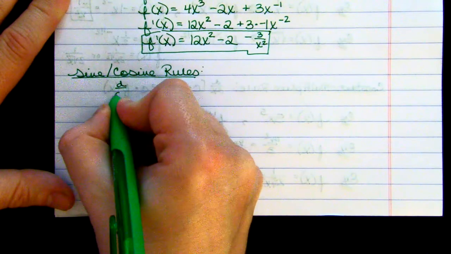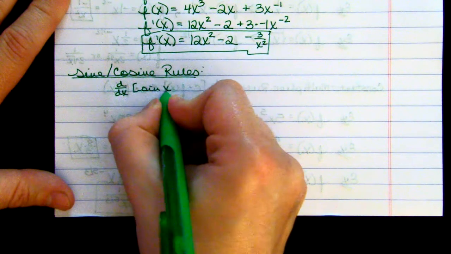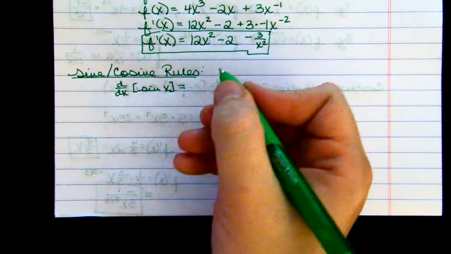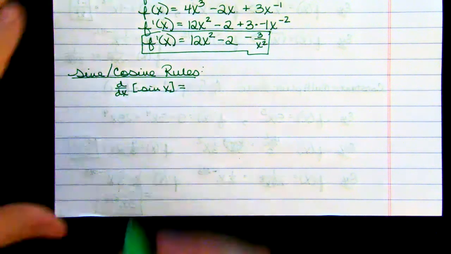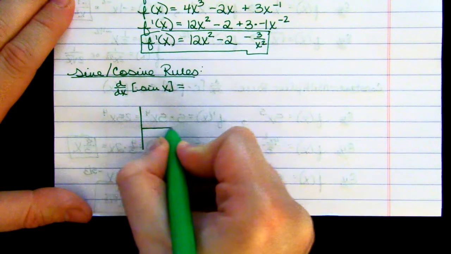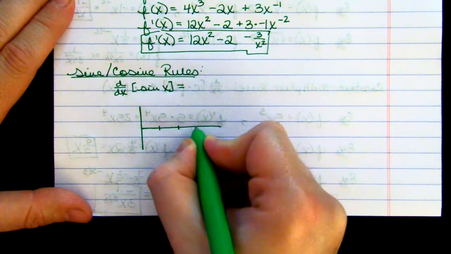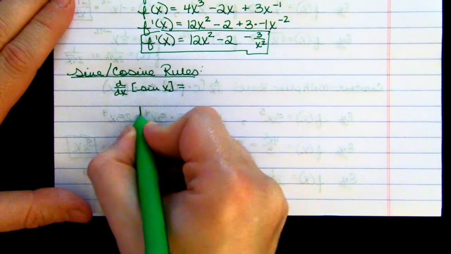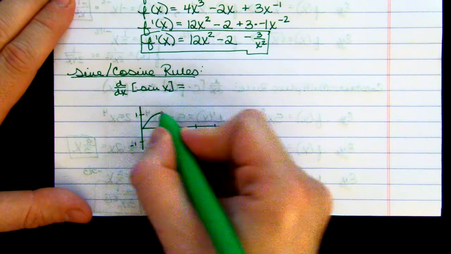The derivative of the sine of x equals... you know what? Let me see if I can figure this out from what I know about the graph of the sine of x. I'm going to put tick marks at pi over 2, at pi, 3 pi over 2, 2 pi. And I'm just going to kind of trace out a sine over here.